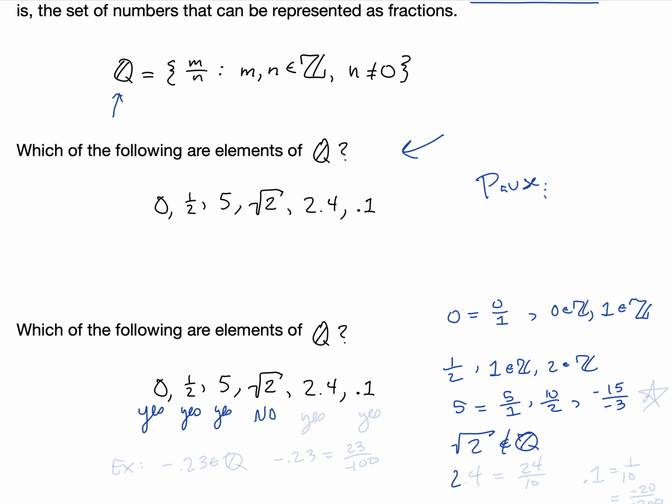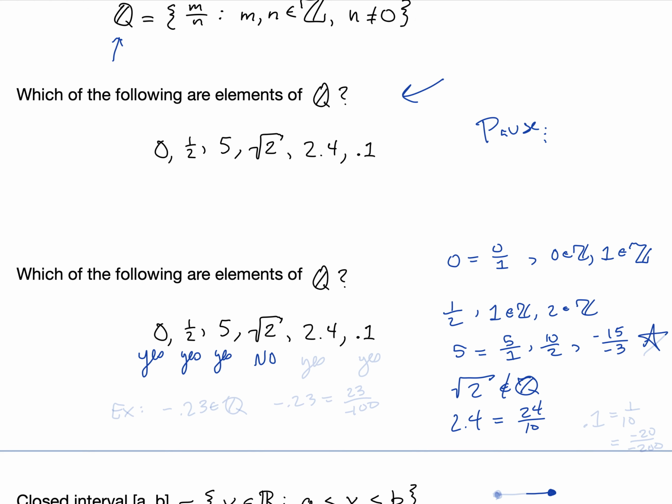2.4, yeah, that can be written. So we could write 2.4 as 24 over 10, or, again, just like this, there's a lot of different potential representations of 2.4 as an integer divided by an integer. So this is yes. And similarly, 0.1 can be written, we could write it as 1/10. We could write it as negative 20 over negative 200. We could write it in lots of ways that give it as a representation of an integer divided by an integer.